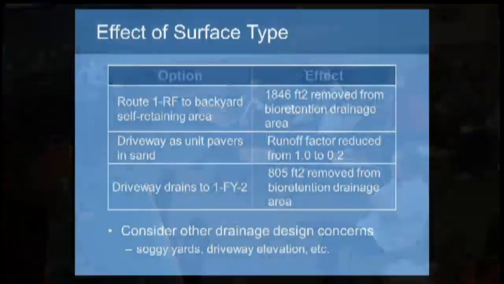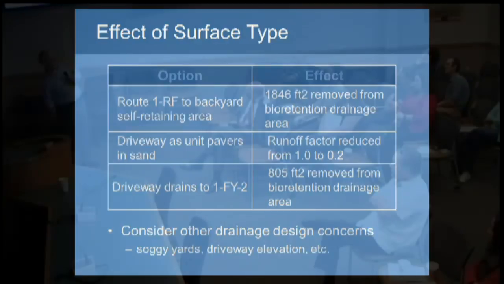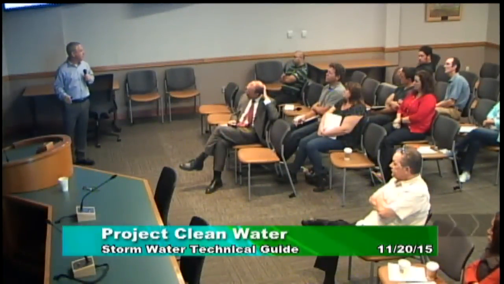So here, what are the effects of these different ideas? The first one, with regard to the front half of the house, well, we're removing that impervious area from the bioretention. So that's going to have an effect on the bioretention size. Similarly, if we were to take the driveway and, instead of having it be concrete, had it constructed of unit pavers, well, then we cut our runoff factor by a factor of 5, which again would reduce the volume of water going into the bioretention. I didn't mention this in the last slide, but another option, depending on the relative grades of the driveway and the property, would be to slide runoff from the driveway over into one of those self-retaining areas in the front yard.